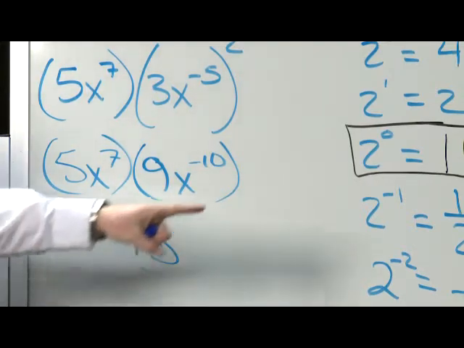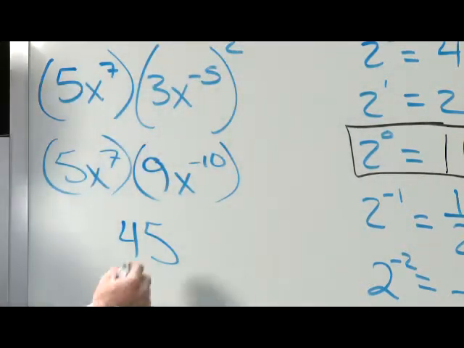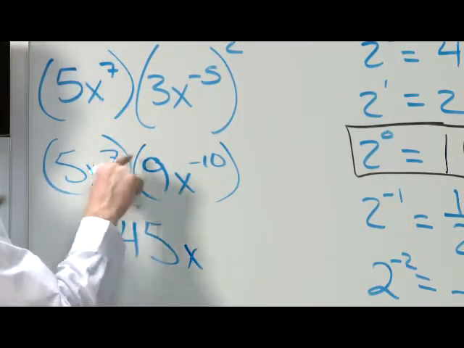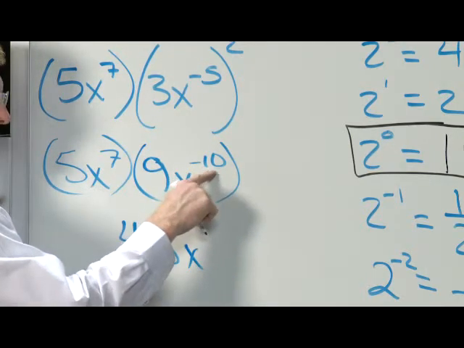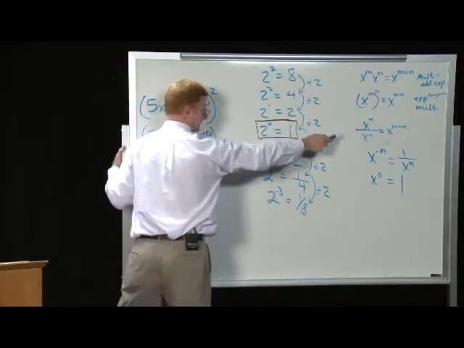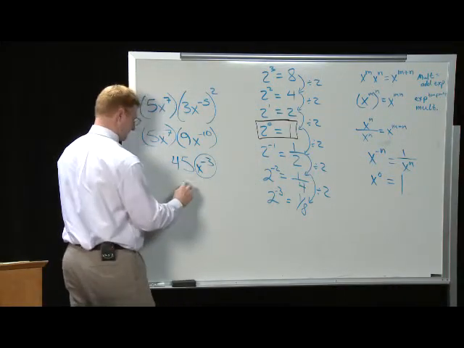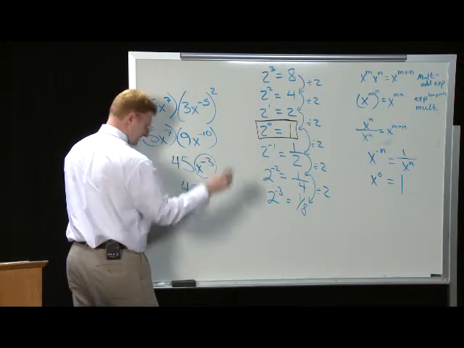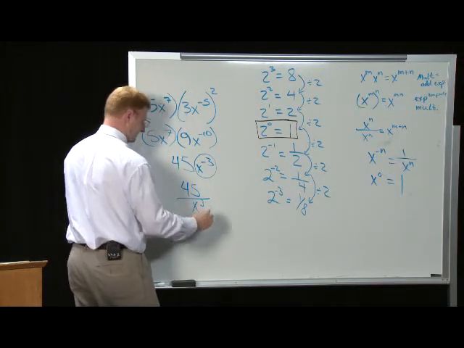X to the 7th, x to the negative 10. We're going to be up there at that top rule. So we have 7 plus a negative 10. It's a negative 3. Oh, but what does that mean? We're right there at this rule right here. We get 45. This guy gets down on the bottom as an x to the 3rd.